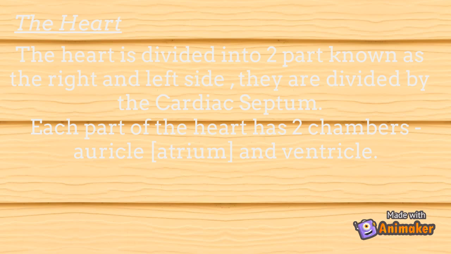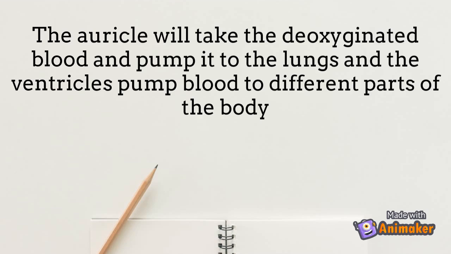The heart is divided into 2 parts known as the right and left side. They are divided by the cardiac septum. Each part of the heart has 2 chambers, auricle, also known as atrium, and ventricle. The auricle will take the deoxygenated blood and pump it to the lungs, and the ventricles pump blood to different parts of the body.